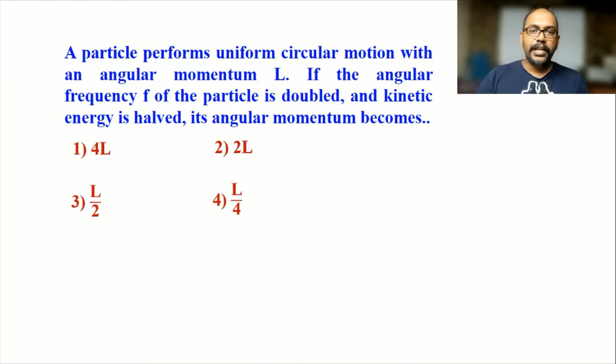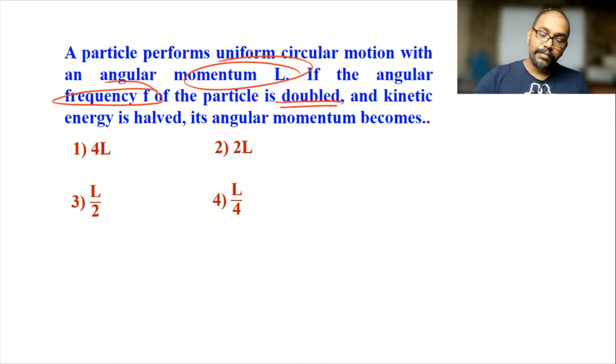A particle performs uniform circular motion with an angular momentum L. So here, angular momentum is given as L. If the angular frequency of the particle is doubled, then the kinetic energy is half. So kinetic energy is half. Okay, that we have to remember.